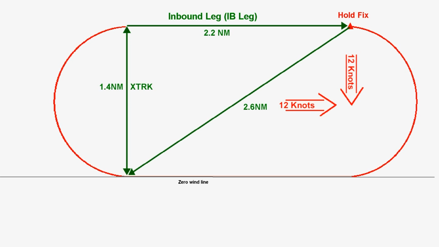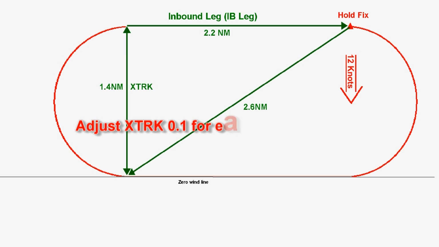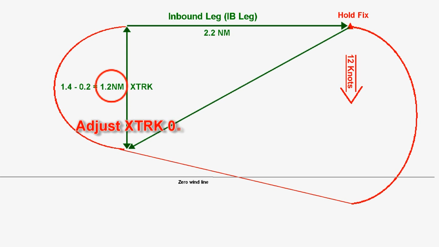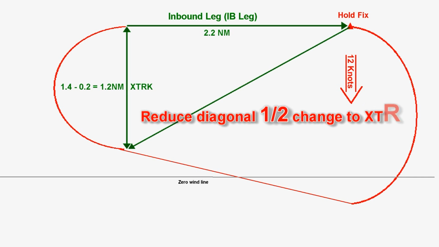Let me emphasize that you should deal with each component individually. You can deal with them in either order. I will deal with the crosswind first, so I'm going to say the crosswind requires 0.2 adjustment to the crosstrack. In this case, we will need to reduce the crosstrack 0.2, so that will be 1.2 miles. I also know that I have to reduce the diagonal distance 0.1. So much for the crosswind.